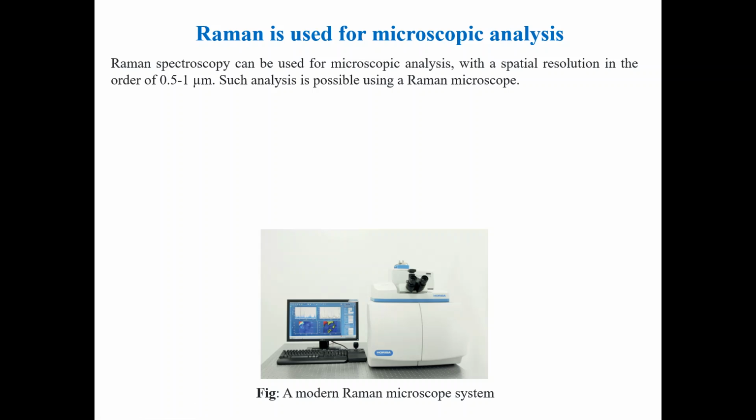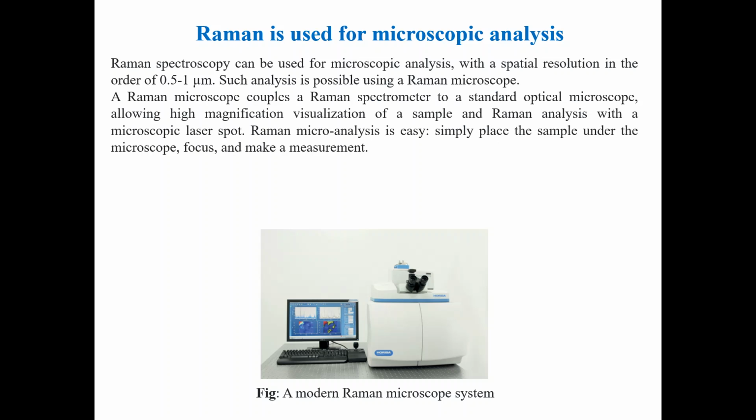Let's have some formal discussion. Raman spectroscopy can be used for microscopic analysis with spatial resolutions on the order of 0.5 to 1 micrometer. Such analysis is possible using a Raman microscope. A Raman microscope couples a Raman spectrometer to a standard optical microscope, which you can see here. This allows for high magnification visualization of a sample and Raman analysis with a microscopic laser spot.